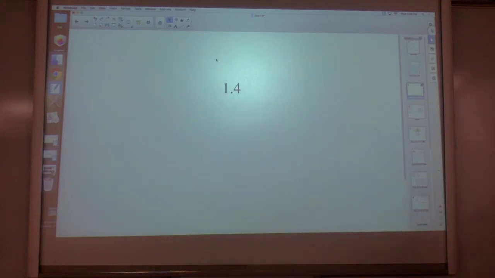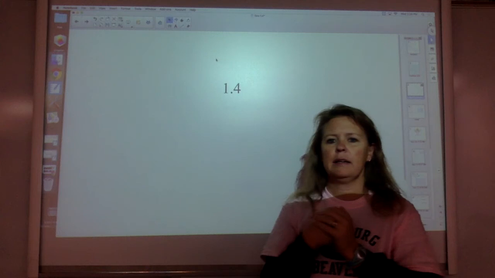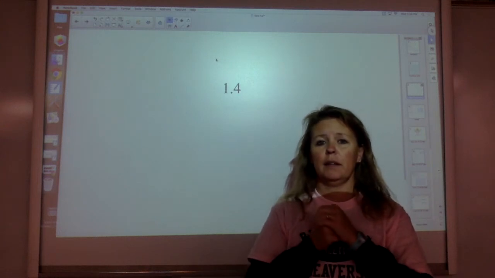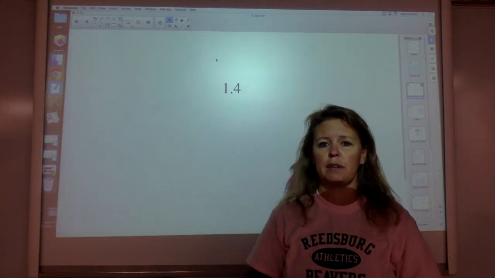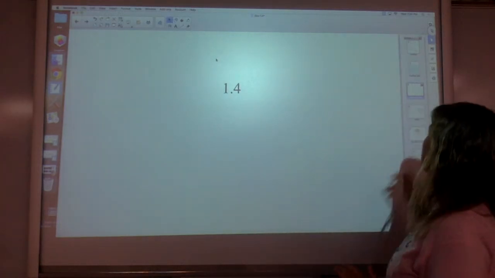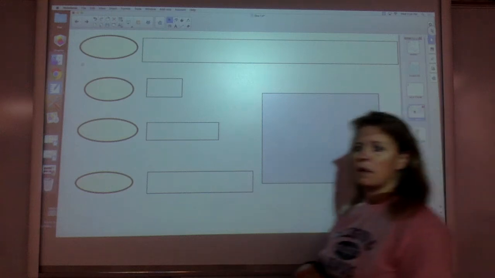Geometry notes, section 1.4. Loosen it up, get your wrists ready. We have lots of vocabulary. I know chapter 1 in geometry is just plumb full of vocabulary, but that's because it's all new terms, all new stuff. It's not the same as your regular math. So get a good pencil, sharpen, get a good pen. Here we go. We're going to start with this word.